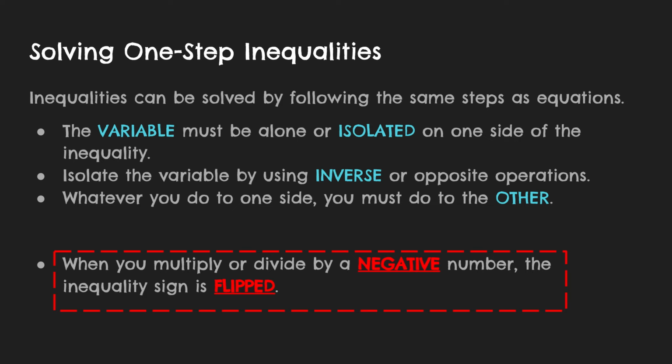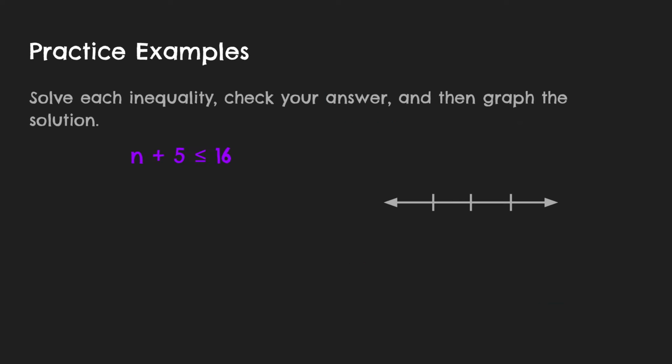The only thing that's different, and this is going to confuse a lot of people, so we're going to practice, is when you multiply or divide by a negative number, the inequality sign has to be flipped. So that's the big change here. That's the thing that's going to give you a little bit of a fit. So we're going to practice. Let's see how we do.